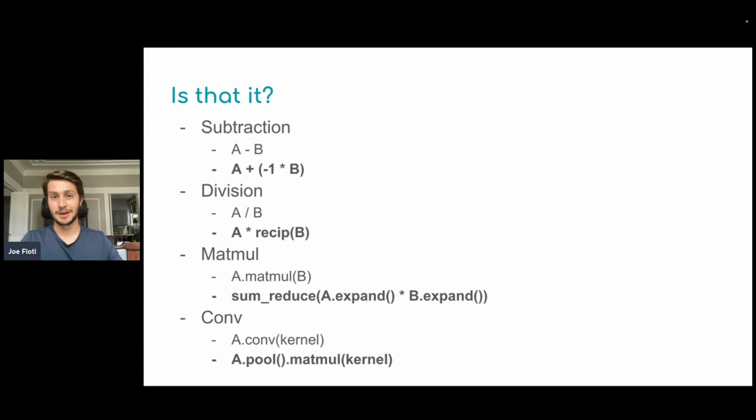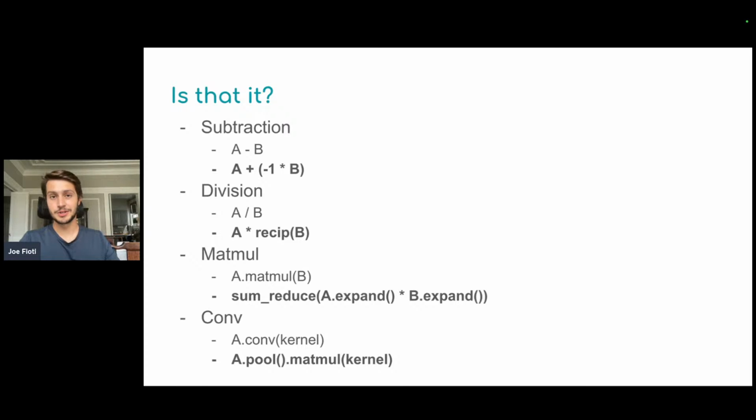So instead of doing a minus b, you can do a plus -1 times b. Same with division. As long as you have reciprocal and multiply, you can do division. And matmul is a little bit more tricky, but as long as you're able to broadcast tensors and then sum reduce them, all you really are doing in a matmul is a broadcasted multiply and then a sum reduce along the k dimension.